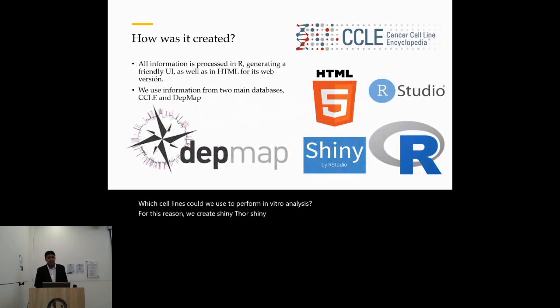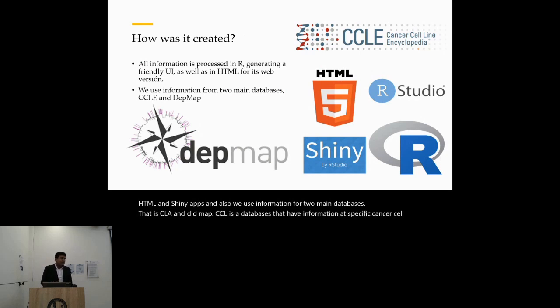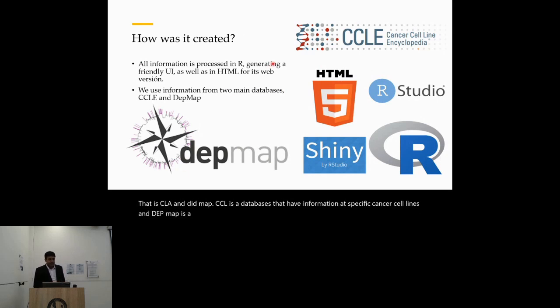ShinyTHOR was created using a combination of R, HTML, and Shiny apps. And we also use information from 2 main databases, CCLE and DeepMap. CCLE is a database that has information on specific cancer cell lines, and DeepMap is a research project whose objective is to identify specific genes to study survival in cancer cell lines.